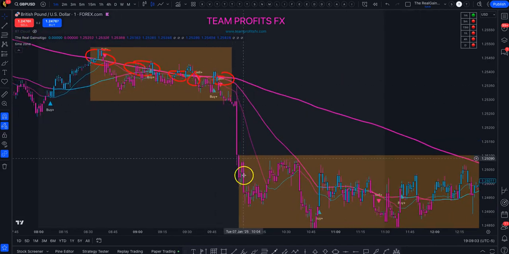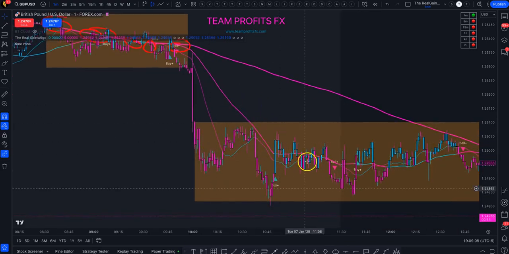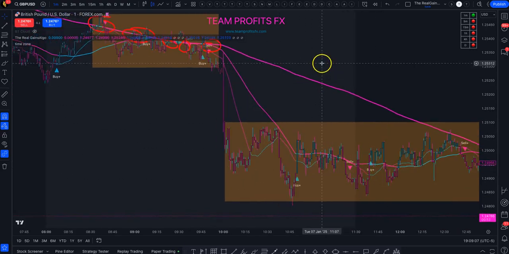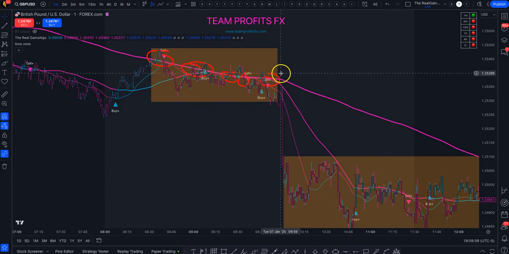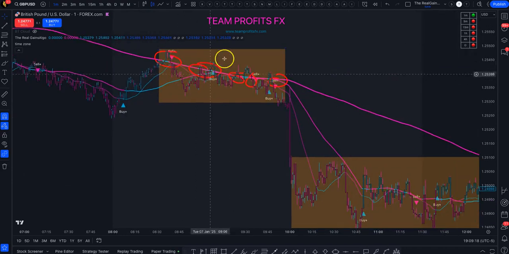From here it did drop, but unfortunately we enter into another ugly range. Guess what? It was not a good day to trade GBP USD on the 1 minute. It was not a good day, right? But this is strategy. It was not a good day to trade it. We just accumulated too much, and from here it did drop quickly.